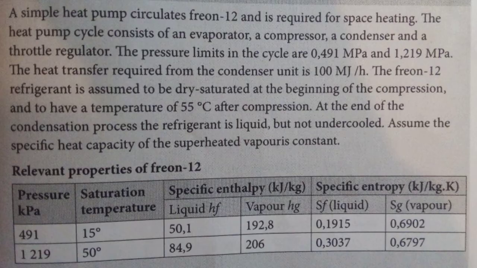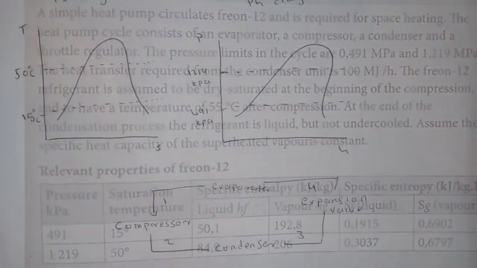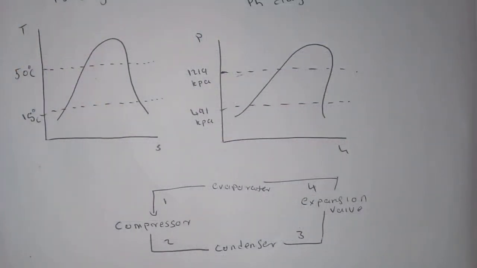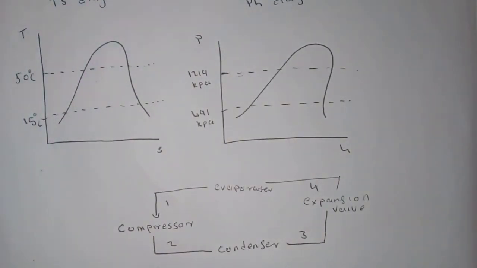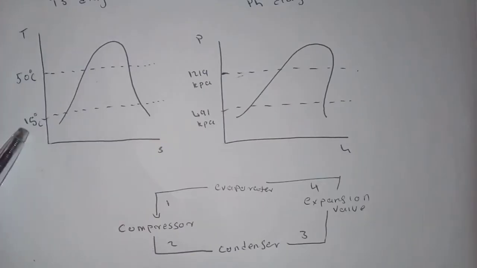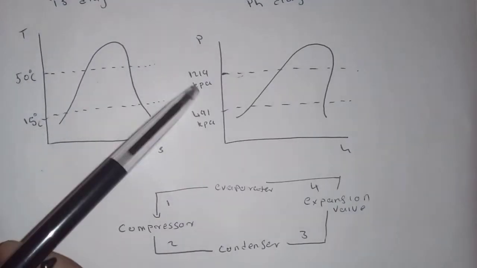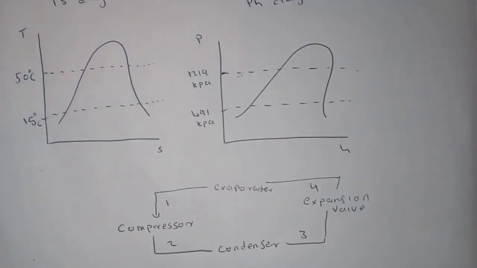So now we are given information we want to represent in these two diagrams. We have the TS diagram and the pH diagram. According to the table that they gave us, I have already taken the saturation temperature at this pressure, and the saturation temperature at that pressure. We're given two pressures and we're given two saturation temperatures. And then let's start.